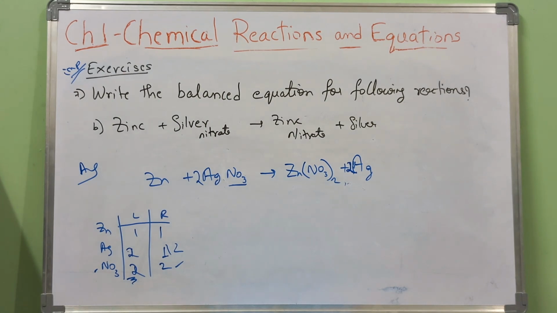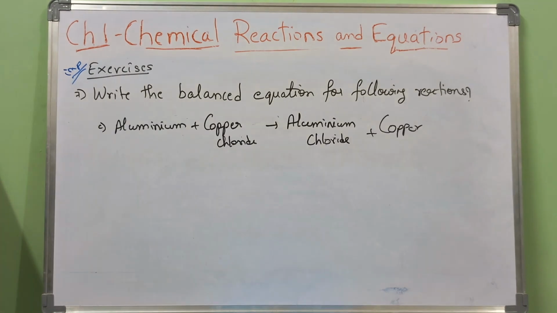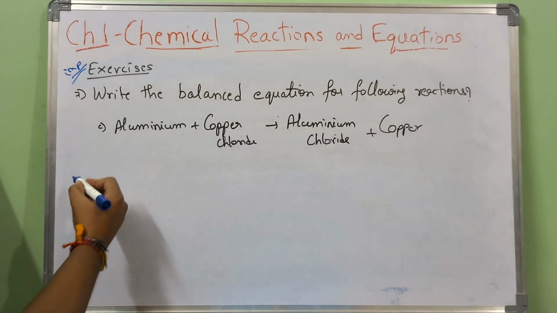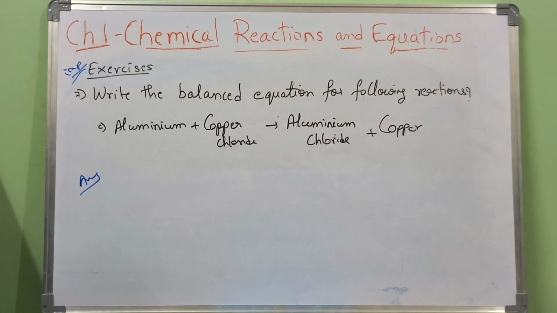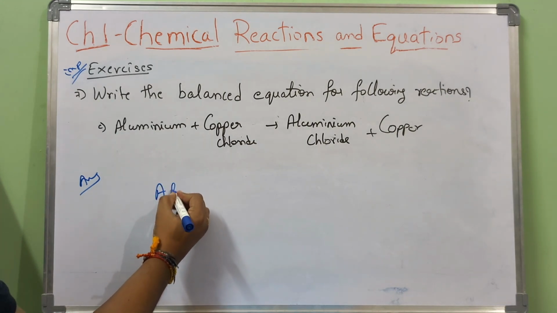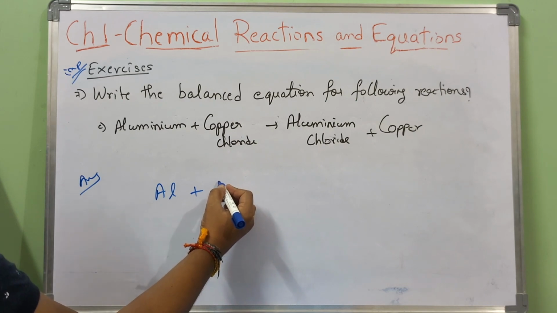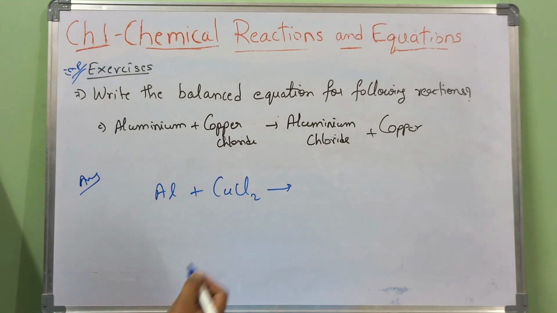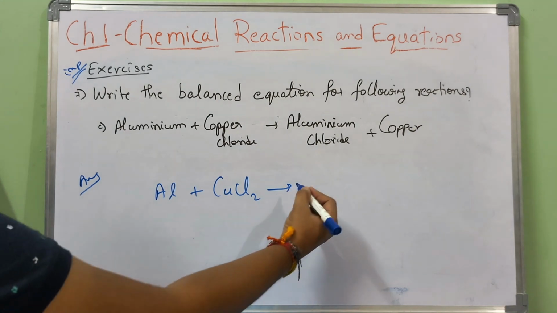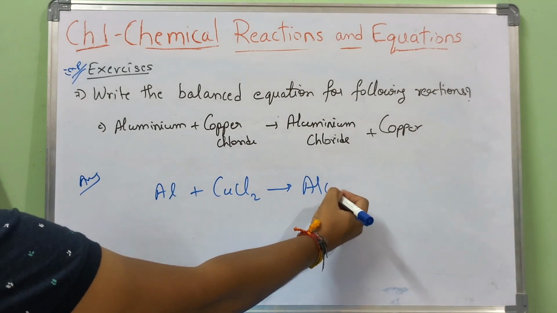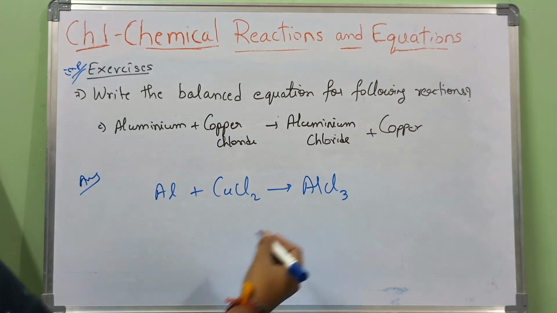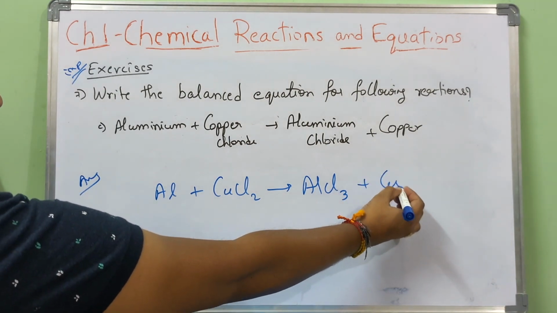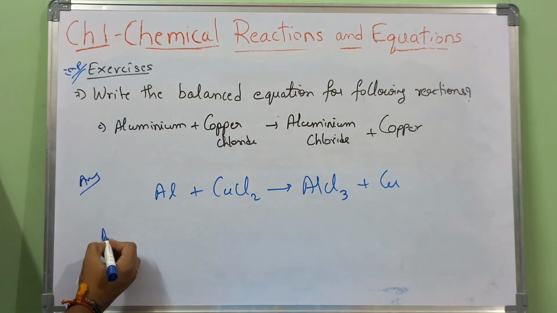Let's see the C question. In the C question, aluminum is reacting with copper chloride to form aluminum chloride and copper. The aluminum symbol is Al, copper chloride is CuCl2, whereas aluminum chloride is AlCl3, because the valency of aluminum is 3, and copper you already know, which is Cu. Let's see whether it is balanced or not, and balance it.